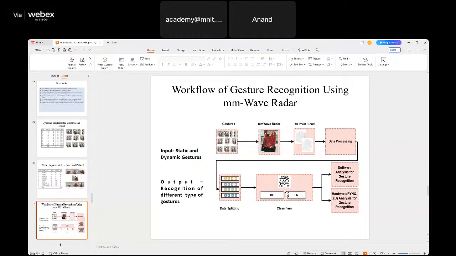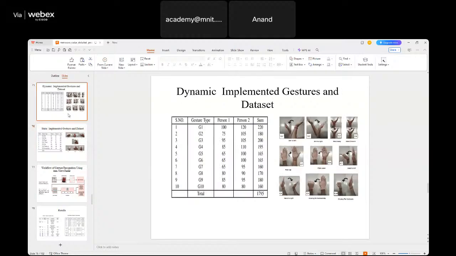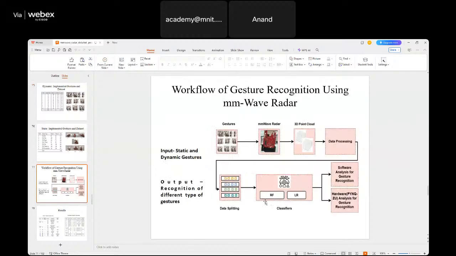The gestures are dynamic or static. Static are fist, palm, finger, C-shape, YOLO. We also recognize dynamic gestures like arm to left, arm to right, hand away, hand closer, palm up. These are the different types of gestures we classified in this experiment. We also performed it on a hardware platform, which is very important to validate our experiment.